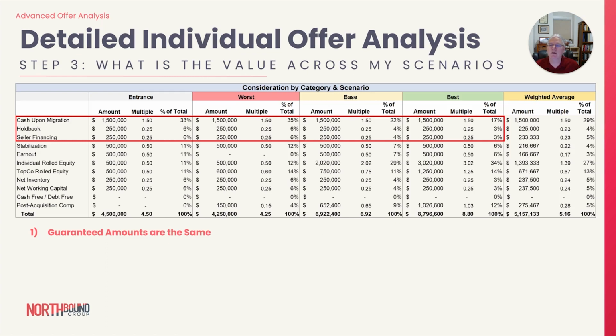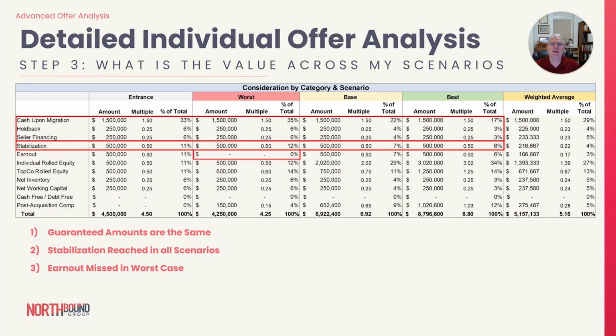The next step is to take a look at this offer across multiple scenarios in your business. As you can see here, the guaranteed amounts in this offer are the same whether your business is worst case, base case, or best case. They offered you a $1.5 million deal upon migration and another $500,000 in holdbacks and seller financing. That doesn't change across the scenarios. The next thing to look at is what happens in the stabilization, which is essentially your business remaining the same, or at least 90% of the current level. And as you can see in this fictitious scenario, that is also the same across all of the options.